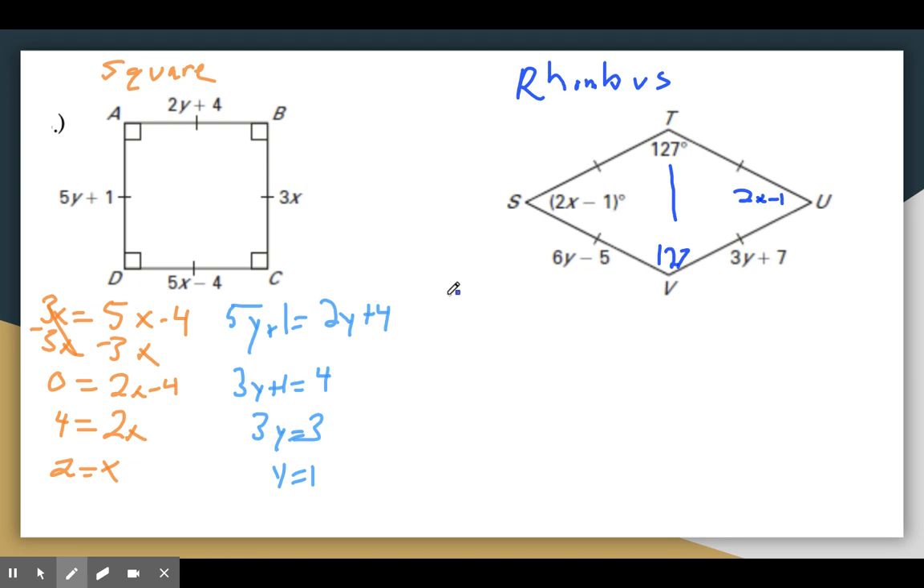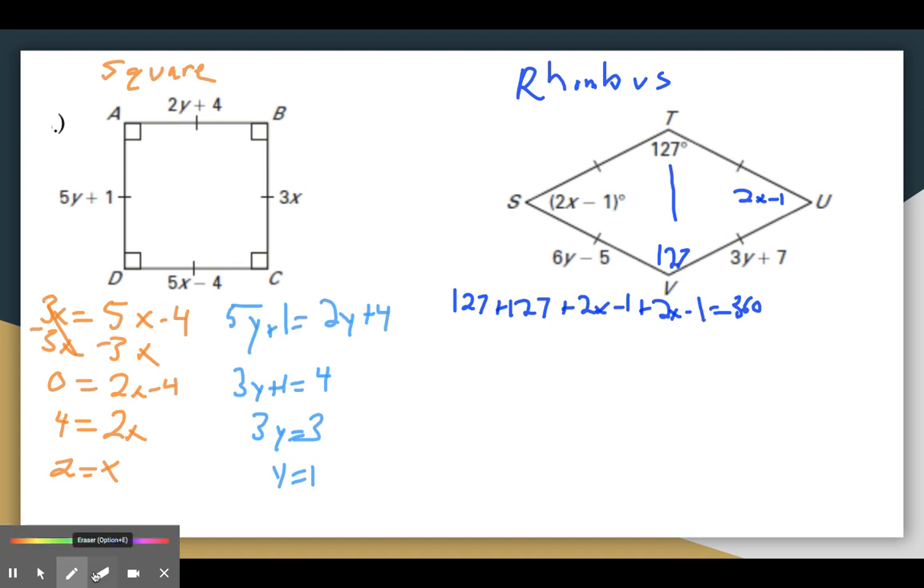This one's going to end up kind of long, but we see that 127 plus 127 plus 2x minus 1 plus 2x minus 1 has to add up to give you 360, okay? Because all angles of a quadrilateral add up to 360. However, another way you can do this, maybe a little bit shorter, is to figure out what those angles have to equal first by just calling these x, right? Ignore this for now. We're going to come back to it, and let's call these angles just x.